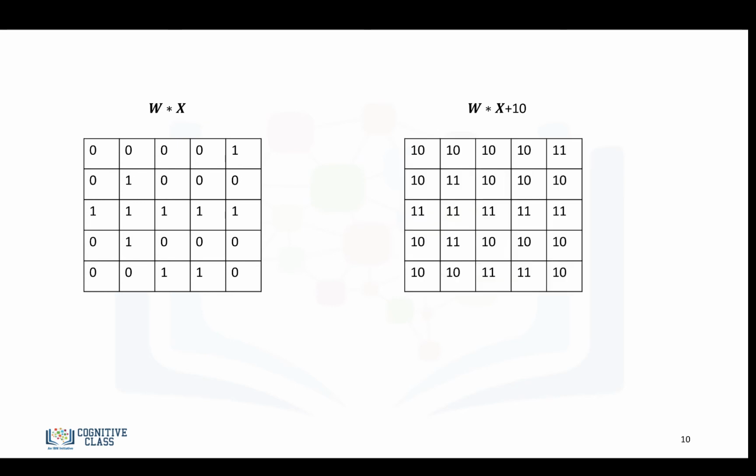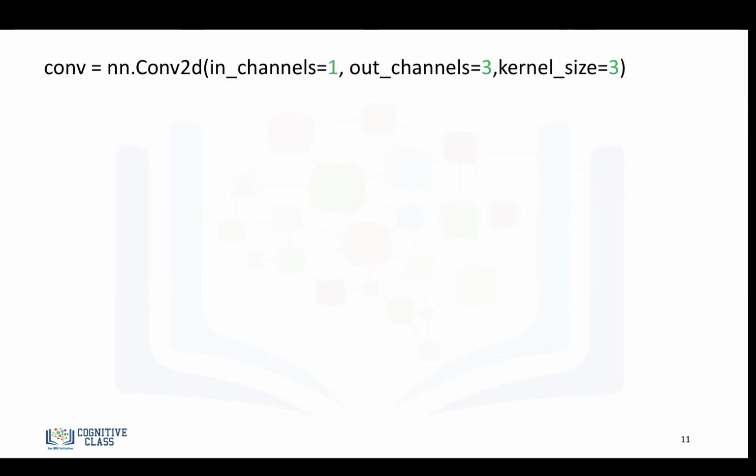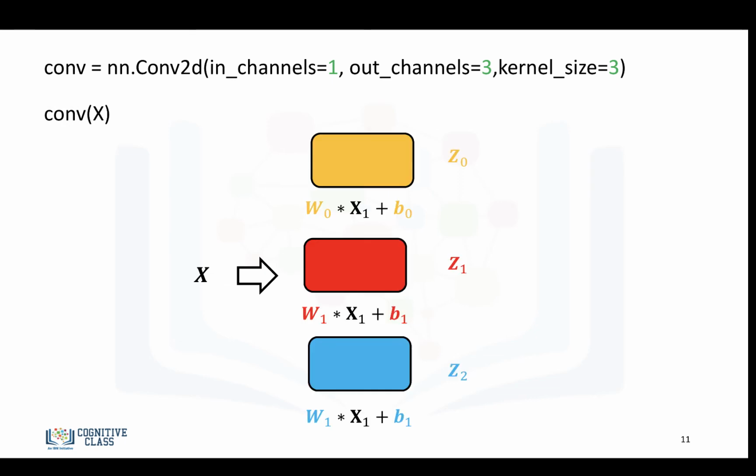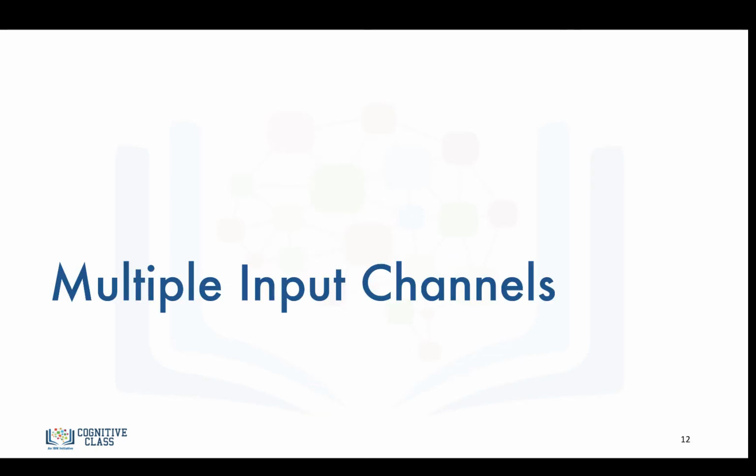Just to note, we didn't really discuss the bias. The bias is analogous to the linear terms. When we add the bias term in the convolution, we're simply broadcasting it to every element in the tensor or matrix. So in general, if we have 3 output channels, every channel will have its own independent bias term as well. Now let's discuss multiple input channels.